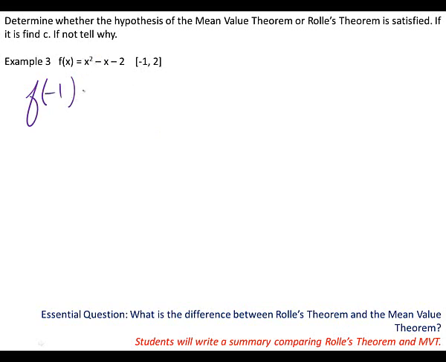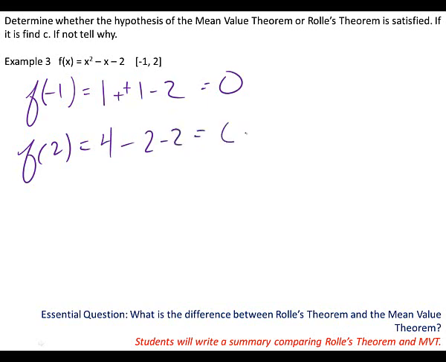So I've got to evaluate at the endpoints. So f of -1 and f of 2. So what is -1 squared? Minus -1 minus 2 is going to be what? Good. All right. 2 squared. 4 minus 2 is going to be? Okay, so which one applies here? This one is Rolles. Good job.